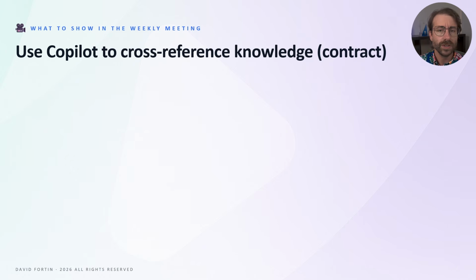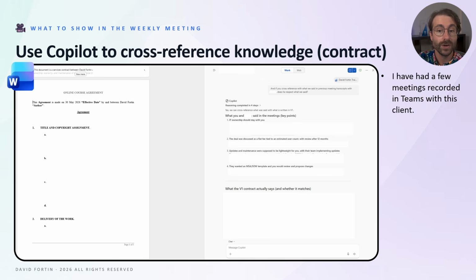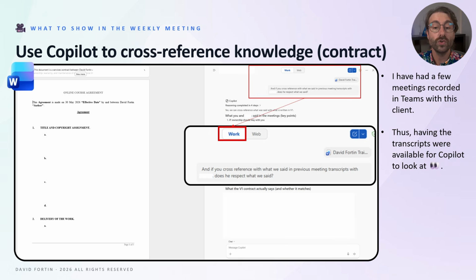Recently, that's a real use case that I used. I opened Copilot in Word. I have the paid version, Copilot in Word, and I cross-referenced a contract. That's a contract that you see on the left right here, and on the right, that's the Copilot pane. I have a few meetings recorded in Teams with this client, and I just asked Copilot, hey, can you cross-reference what we said in the previous meeting transcript with client name? Does he respect what he said? And Copilot just went in and cross-referenced. Lots of people don't even know that they can do that with Copilot, and that's the big strength versus Claude or ChatGPT. Copilot is really integrated, and you have this enterprise data protection that applies as well.